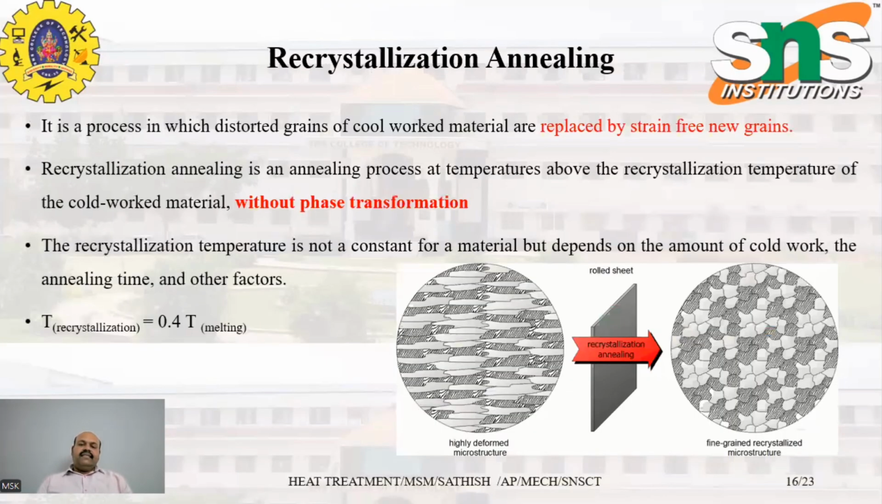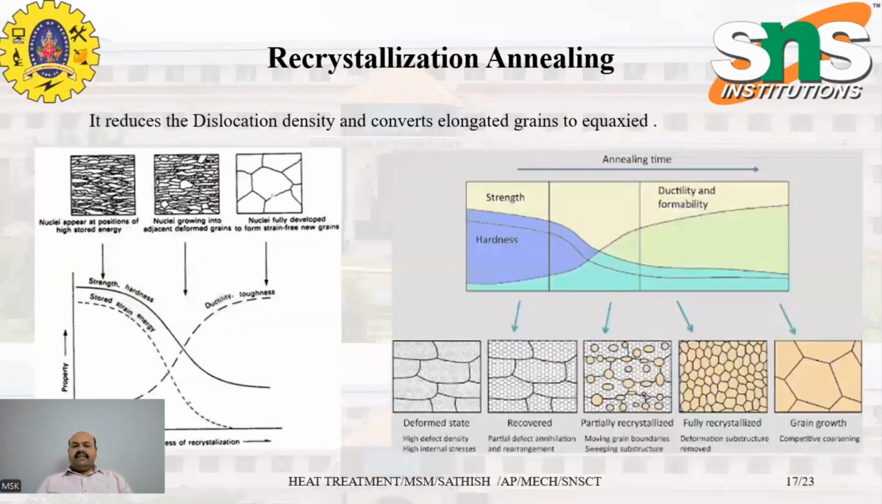So recrystallization annealing is nothing but replacing strained grains with few new grains without phase transformation. And the recrystallization temperature is about 40% of the melting temperature. It reduces the dislocation density and converts elongated grains to equiaxed grains.